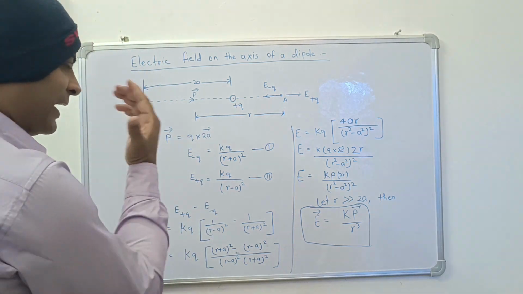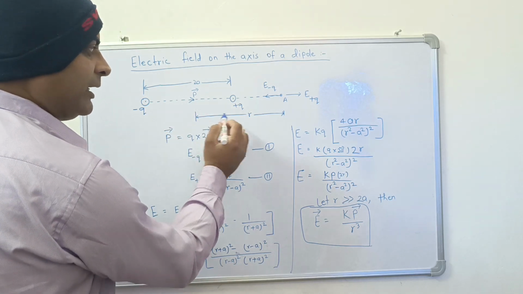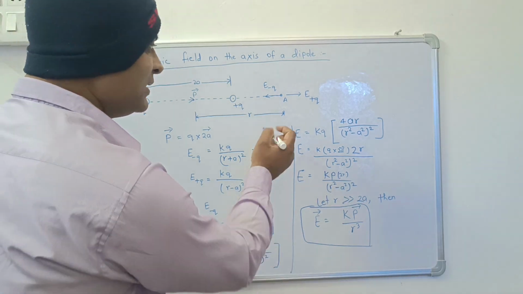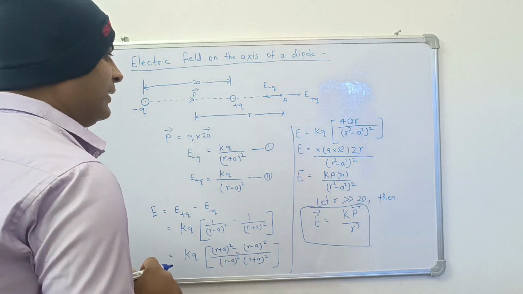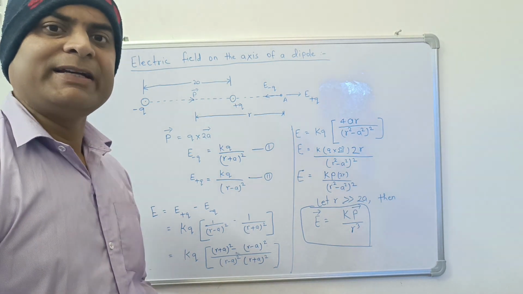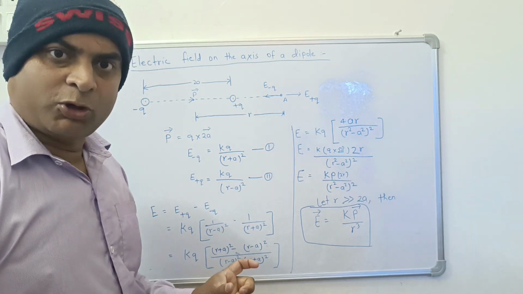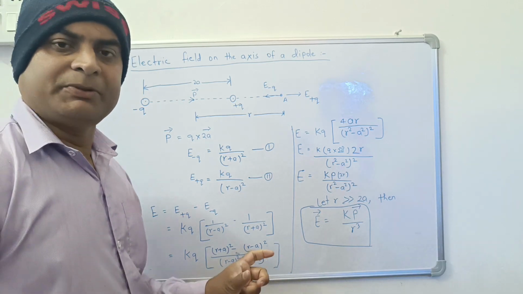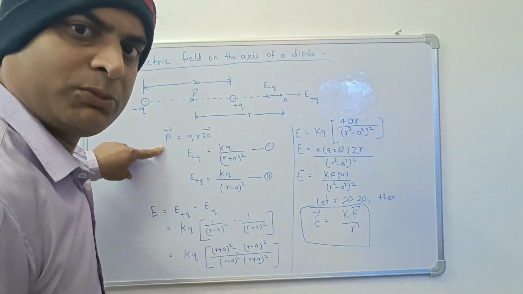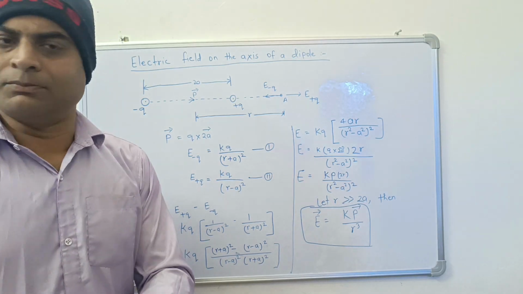We have assumed this is the center of the dipole, and the distance from the center of the dipole to the point at which we have to find the electric field is r. As you know, the electric dipole moment is defined as the charge multiplied by the small distance between the two charges, 2a.